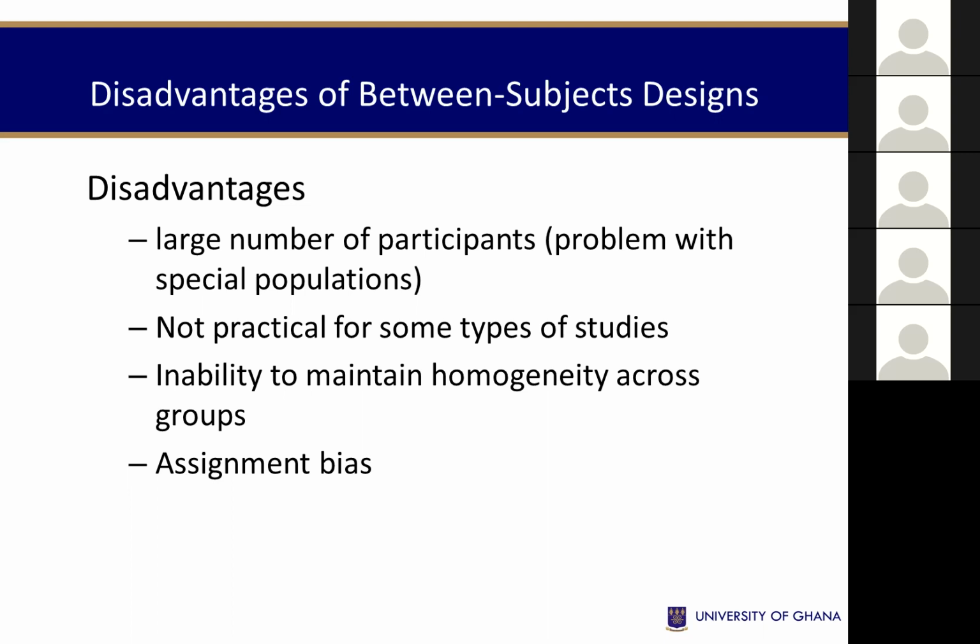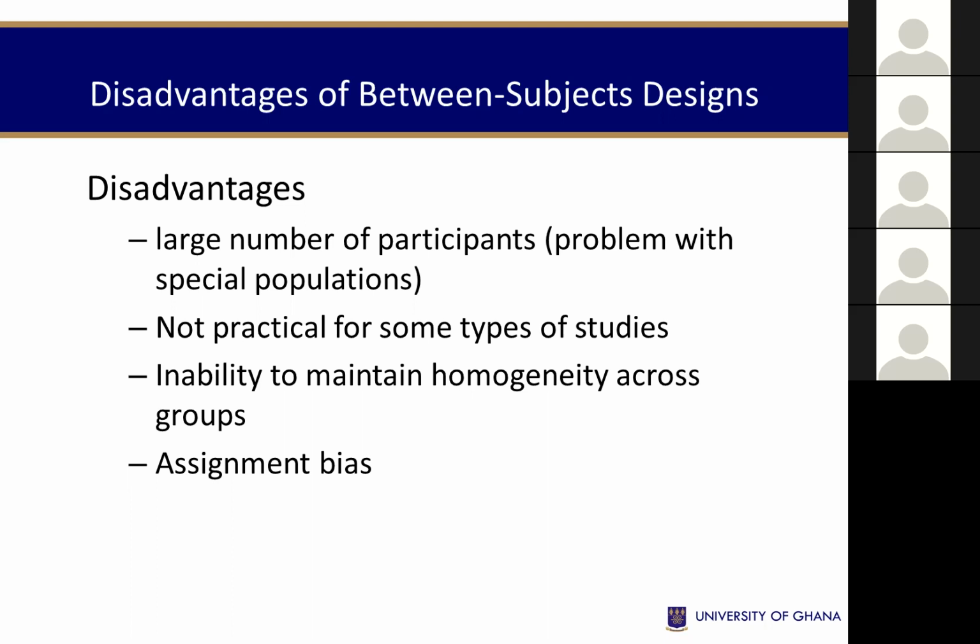Another issue has to do with something known as assignment bias. No matter what, you'll be using a random generator, or you will do randomization. But randomization wouldn't entirely make sure that assignment bias wouldn't happen. In one way or the other, since you have a lot of backgrounds of people, there's a high tendency that you wouldn't be able to do proper assignments.